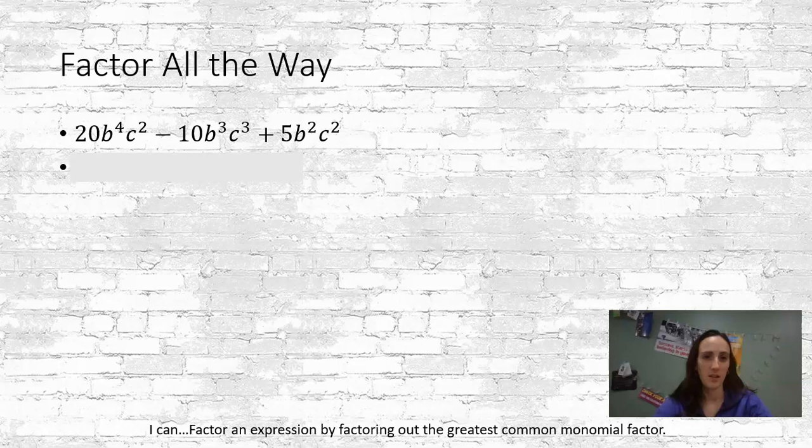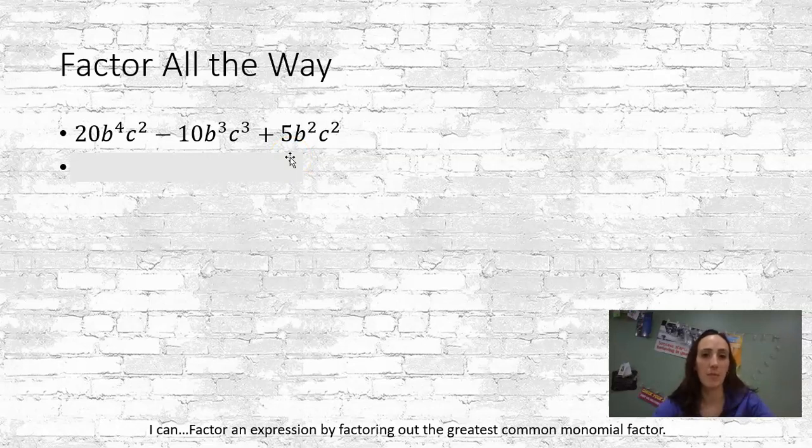Factor all the way: 20b to the fourth c squared minus 10b cubed c cubed plus 5b squared c squared. When we are asked to factor any type of polynomial, the first thing we always want to look for is to see if there are any greatest common factors that all of the terms share. So when we look for greatest common factors, we want to look at the numbers and then all of the variables. So looking at 20, at 10, and at 5, all three of those terms share a factor of 5.